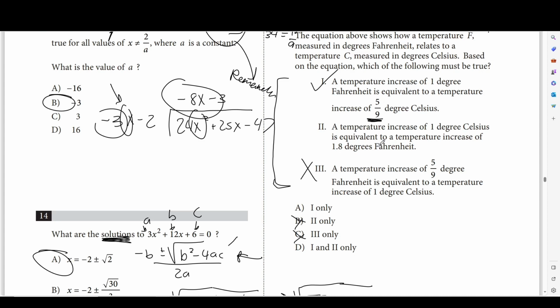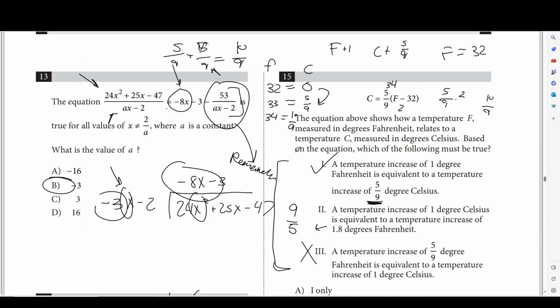So choice 2 says a temperature increase of 1 degree Celsius is equivalent to a temperature increase of 1.8 degrees Fahrenheit. For those of you who don't know, 1.8 degrees is the same thing as saying 9/5. Okay, you could easily convert that, but now you have to prove that. With choice number 2, it's telling us something. Rather than manipulating F here and getting C, choice number 2 is telling us that we need to manipulate C in order to get F. It's giving us F, which is Fahrenheit, in terms of Celsius, right? Here it's telling us Celsius is equal to this amount times F. Choice number 2 is telling us that Fahrenheit is equal to this amount times Celsius.